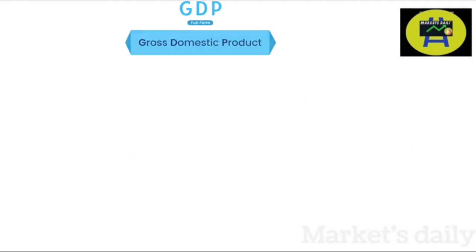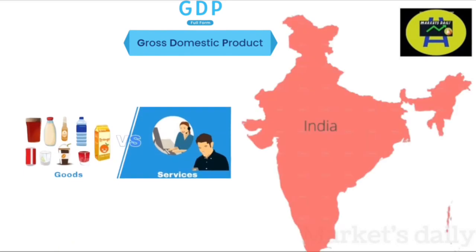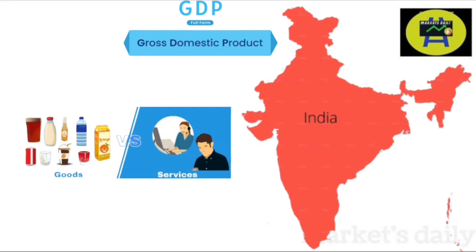GDP stands for Gross Domestic Product. It is the total monetary value of all the finished goods and services produced within the borders of the country during a specific time period. The total goods and services comprise all the government spendings, net exports, investments, and private expenditures. Don't worry, I'll explain it in the next slide.